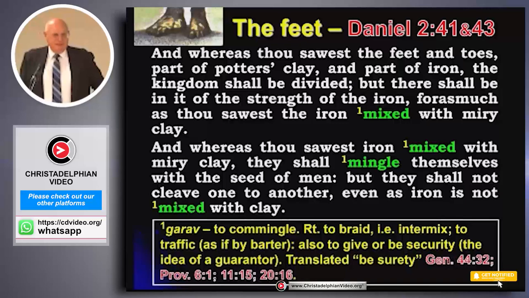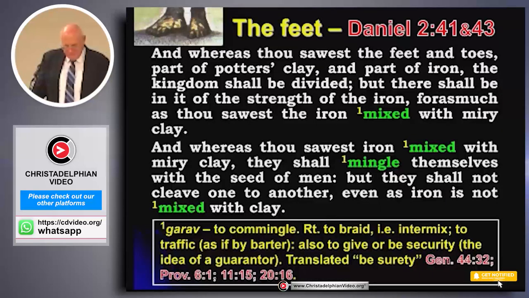Let's have a look at these feet, shall we? Come to verses 41 to 43 of Daniel chapter 2. Verse 41: "And whereas thou sawest the feet and toes, part of potter's clay and part of iron, the kingdom shall be divided." It was divided, of course, into two parts, wasn't it? The Roman Empire became two parts. Kingdom shall be divided. And it says, "but there shall be in it of the strength of the iron."